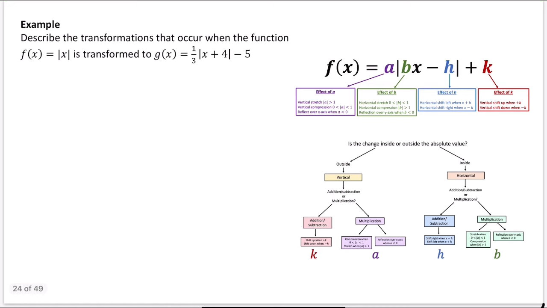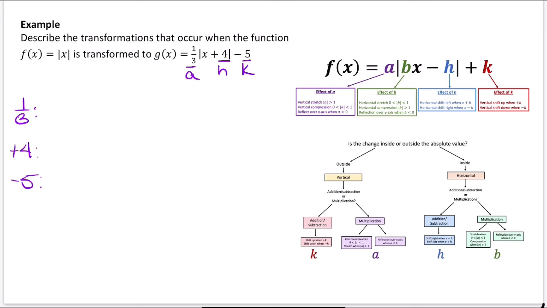So now let's describe the transformations that occur when the function is transformed to g of x equals 1/3 times the absolute value of x plus 4 minus 5. So what's different here is that I have 3 transformations now, right? I have a 1/3. My 1/3 is in front, so that's going to be a value of a. My plus 4 is on the inside, so that's going to be a value of h. Minus 5 is on the outside, so that's going to be a value of k. So let's list out all these values and see what effect they're going to have on our graph.